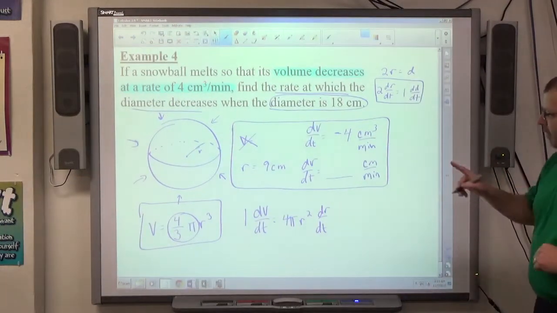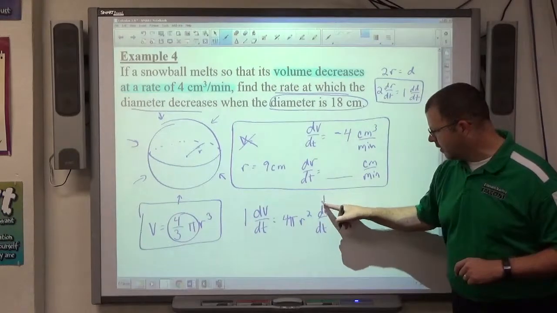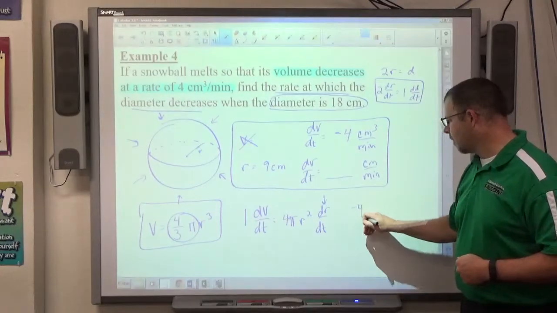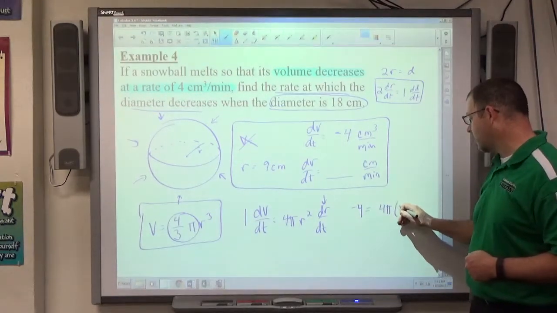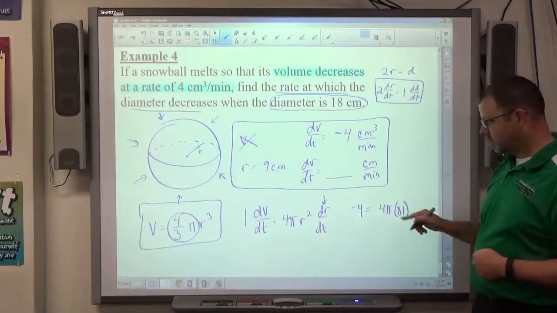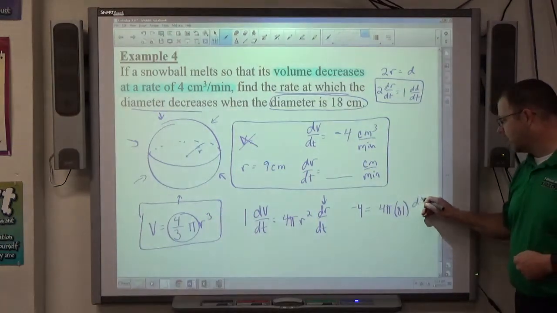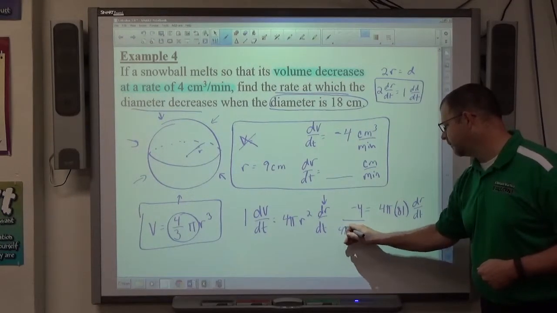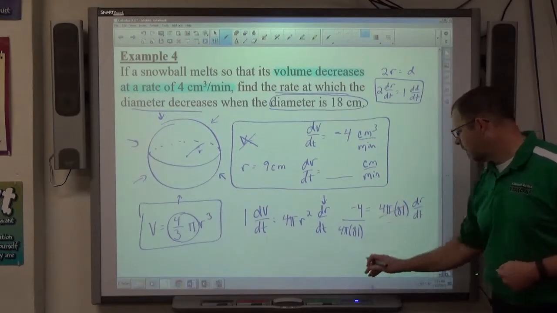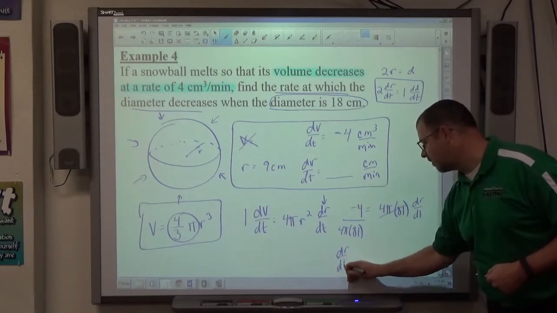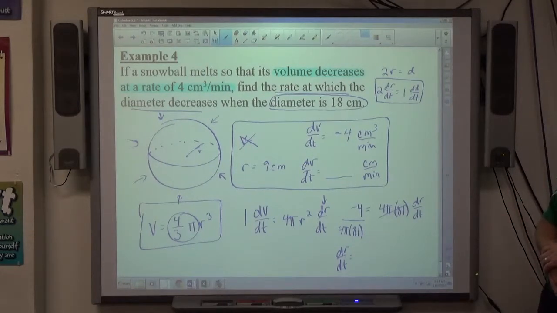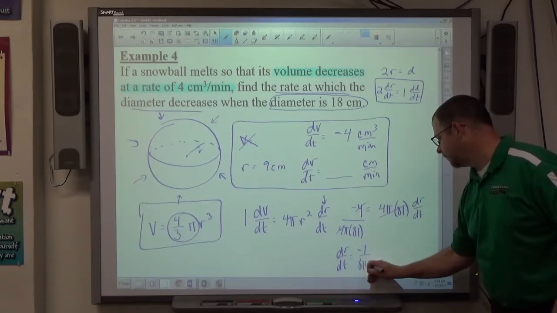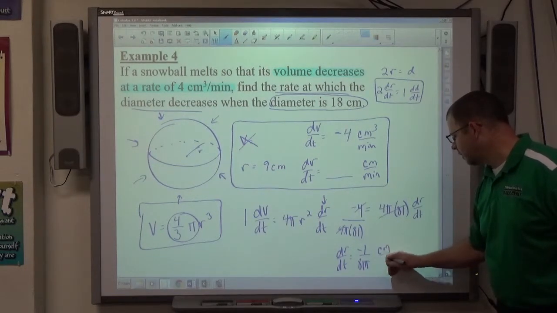So at this point, what I'm looking for is dr over dt. This is where it is. R is equal to 9. dv over dt is equal to -4, so I'm ready to go. So -4 equals 4 pi times r squared. 9 squared is 81. Times dr over dt. So if I divide both sides by 4 pi times 81, I end up with dr over dt in exact value form. The 4's cancel, right? I get -1 over 81 pi centimeters per minute.